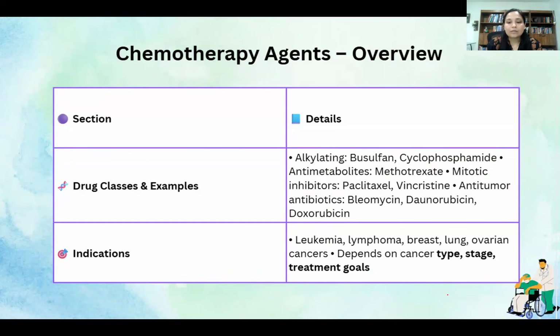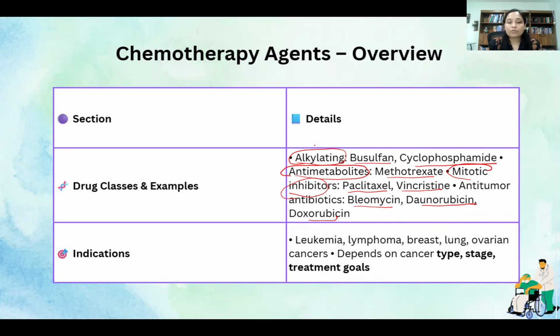So, drug class and examples. The subtypes of chemotherapeutic agents are: the alkylating subtype, with examples busulfan or cyclophosphamide. Another group is antimetabolites, in that methotrexate is the one. The third one is mitotic inhibitors, like vincristine or paclitaxel, and anti-tumor antibiotics: bleomycin, daunorubicin, and doxorubicin. You don't have to remember the subtypes, but you need to remember selected medications for the exam.